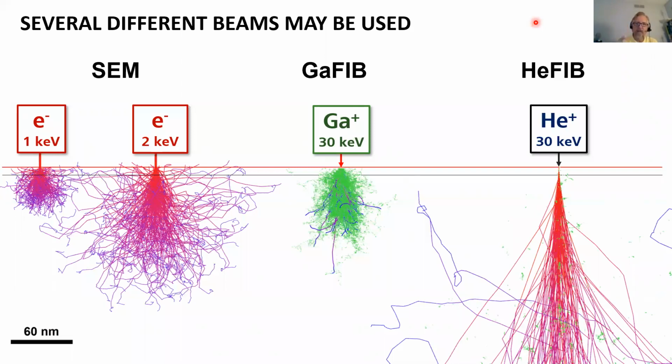Because of the different beam physics, you can do some modeling in CASINO or SRIM to look at the different beam interactions with your sample, and that can help you decide what technique you might want to use, what beam landing energy in a SEM, or if you have advanced FIBs available to you, what you might want to look at.